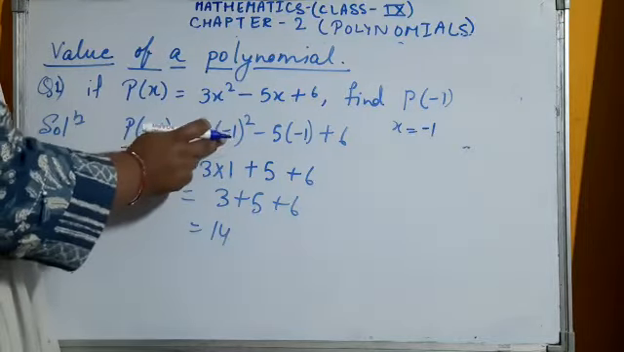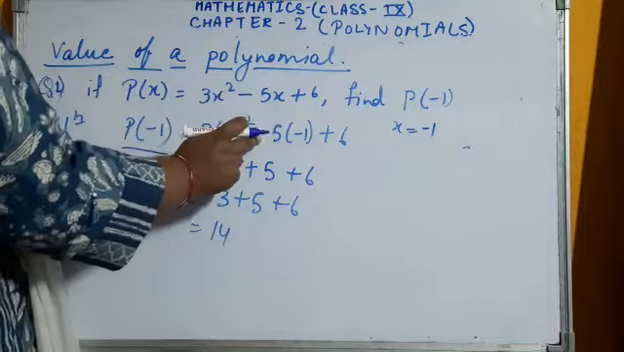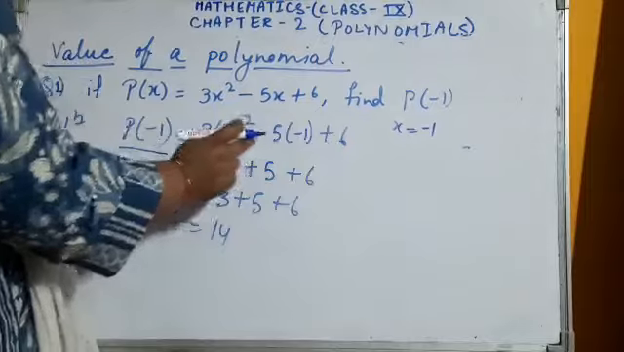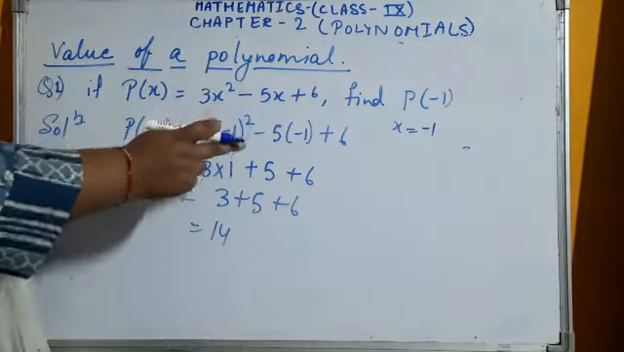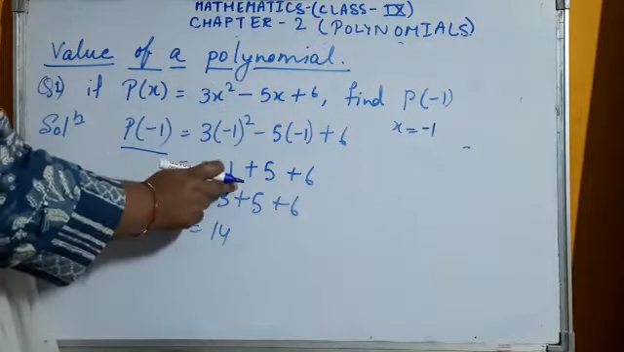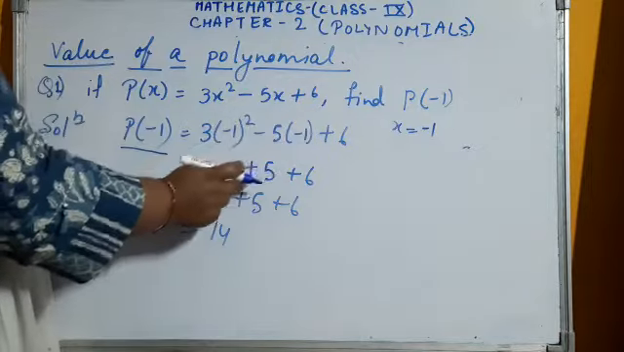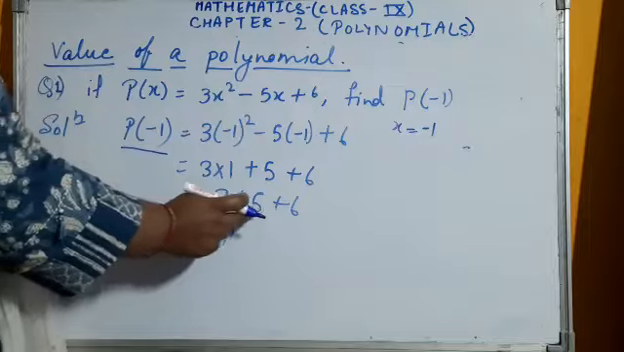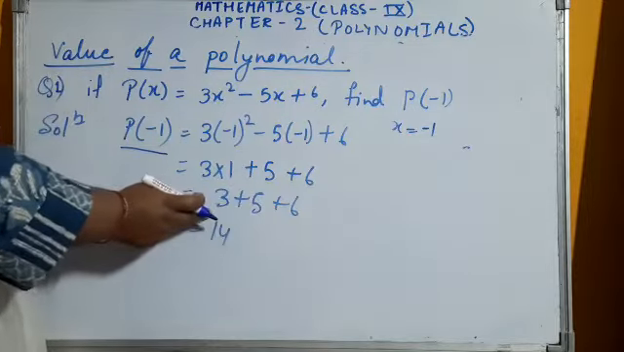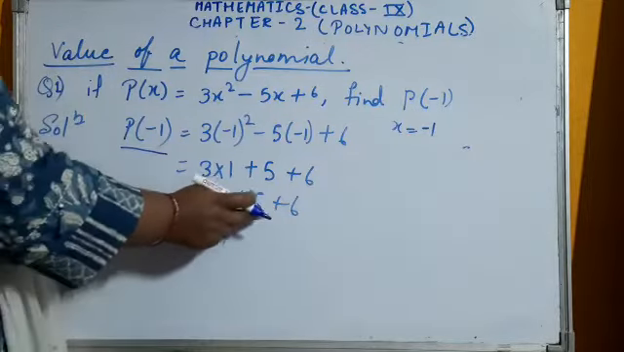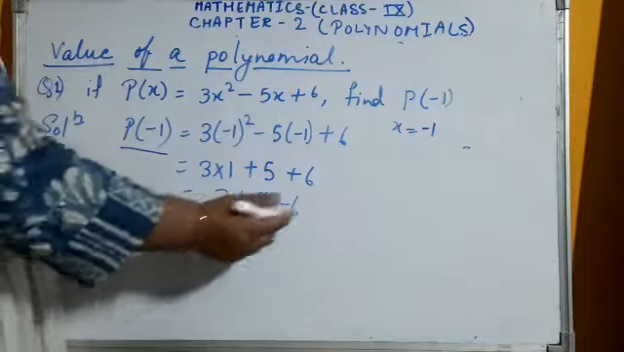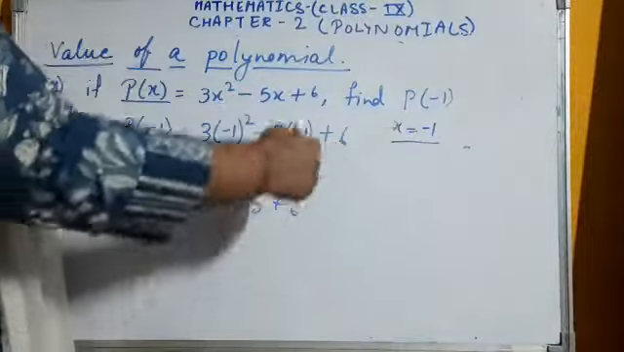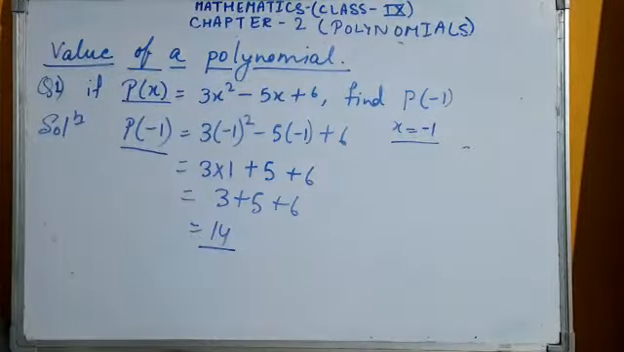So it is 3 multiplied by minus 1 square minus 5 at the place of x minus 1 plus 6. When you multiply, minus 1 square is 1. So 3 multiplied by 1, minus minus plus 5 into 1 is 5, plus 6. 3 into 1 is 3 plus 5 plus 6. When these all three are added, 3 plus 5 plus 6, that is 14. So we got the value of p(x) at x equal to minus 1. The value of p(x) is 14.